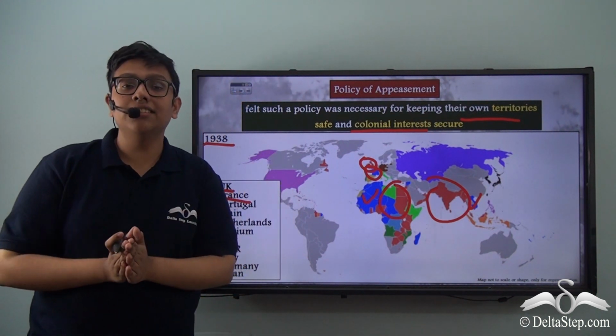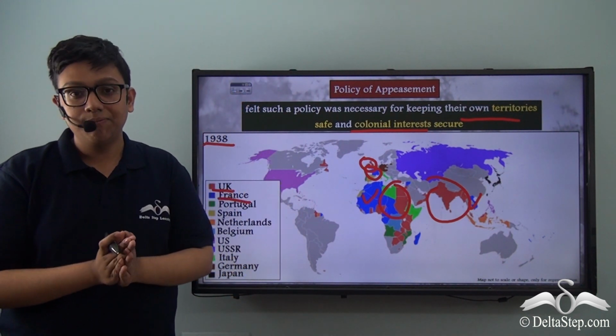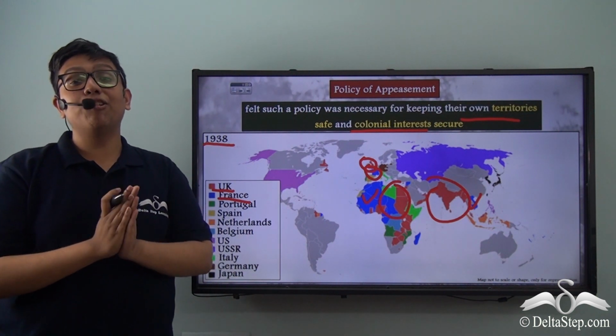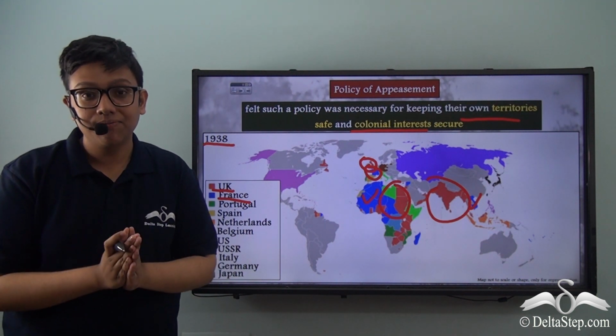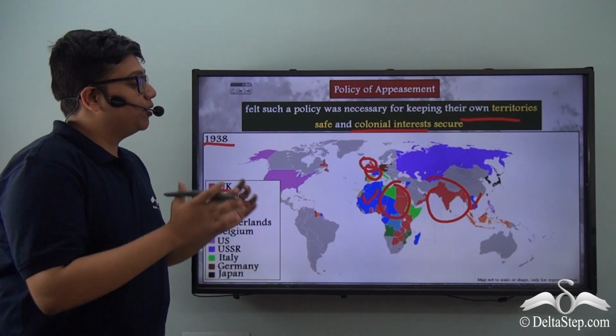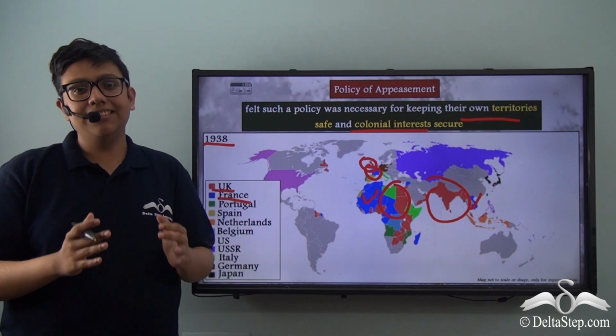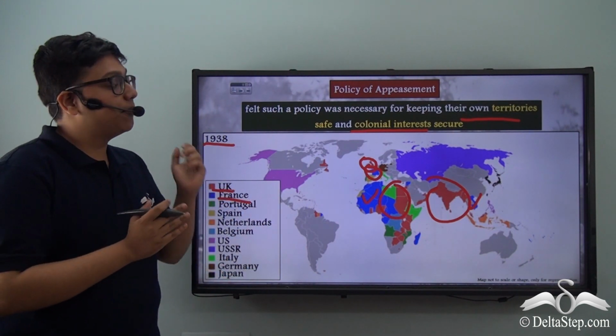Therefore, these nations had a lot of colonies to worry about, while the Axis nations were following aggressive expansions of their own. Therefore, to keep their own colonies secure and their very territory safe, they had to follow the policy of appeasement.